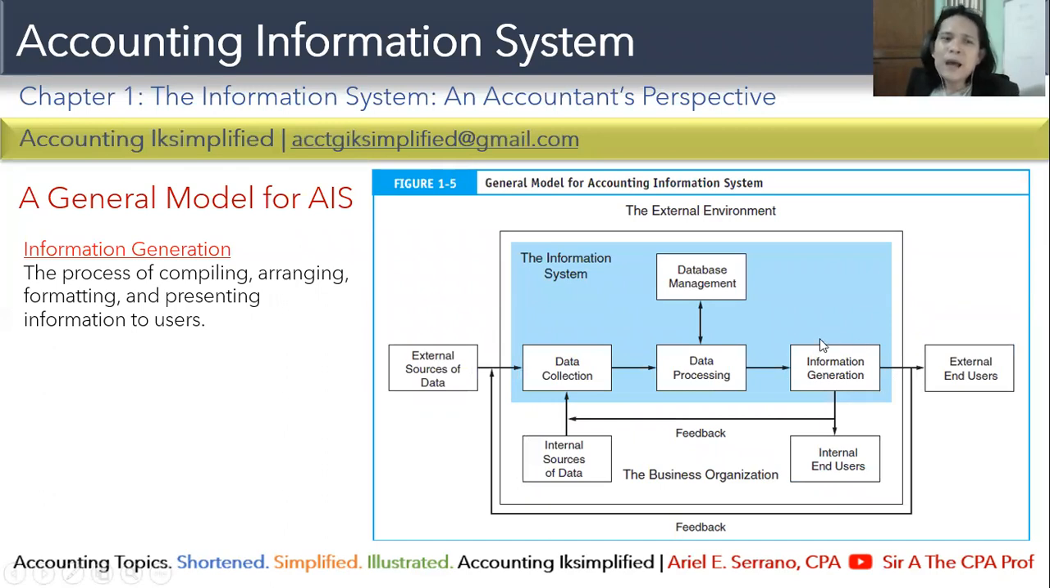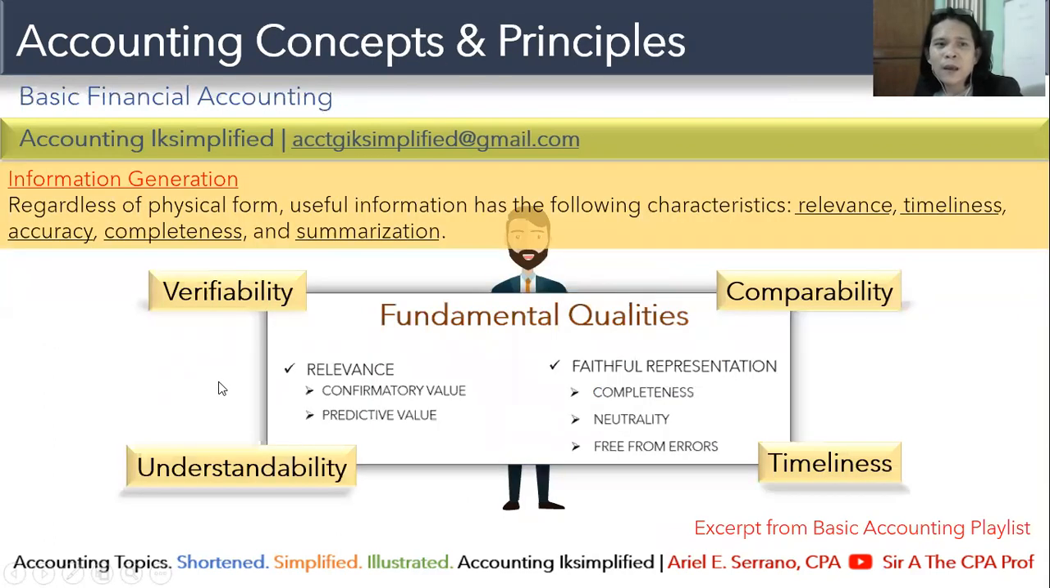Information generation. Ano naman po ang kailangan ninyong tandaan for this one on information generation? It simply says that the process of compiling, arranging, formatting, and presenting information to the users. So, how do we generate the information? We compile, we arrange, no? Of course, we collect, di ba? Mayroon tayong data collection. We process them. Mayroon tayong data processing. What do we do next? We compile them, we arrange them, we format them, then we present the information to users. Okay? Please take note of this one.